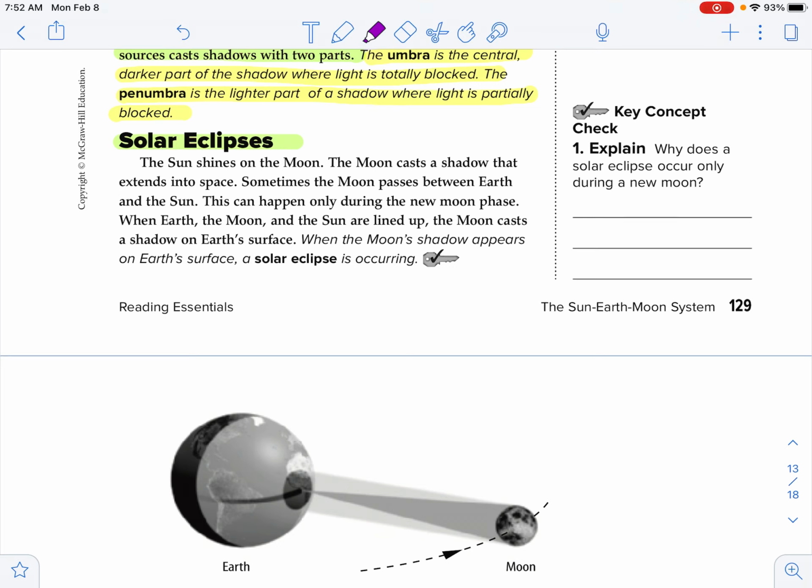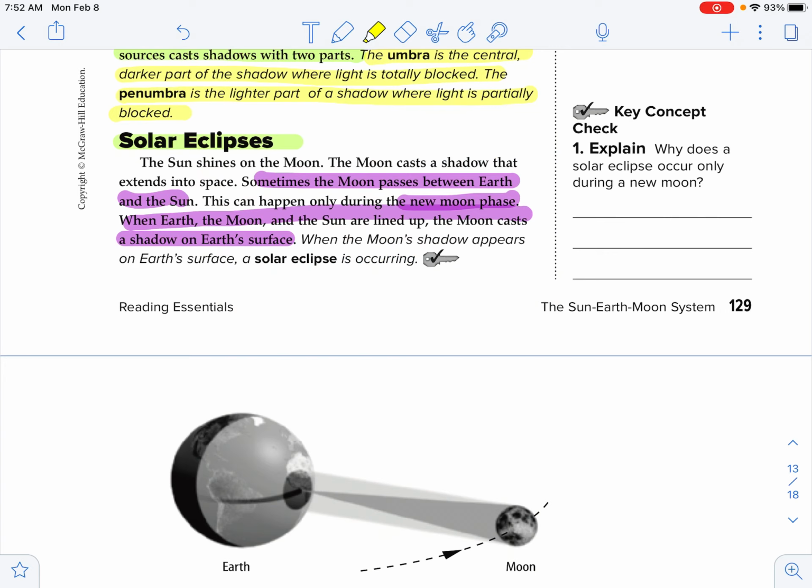The moon casts a shadow that extends into space. Sometimes the moon passes between Earth and the sun. This can only happen during a new moon phase. So sometimes the moon passes between the Earth and the sun. This is a new moon phase. When Earth, the moon, and the sun are lined up, the moon casts a shadow on Earth's surface. Let's go ahead and highlight that.